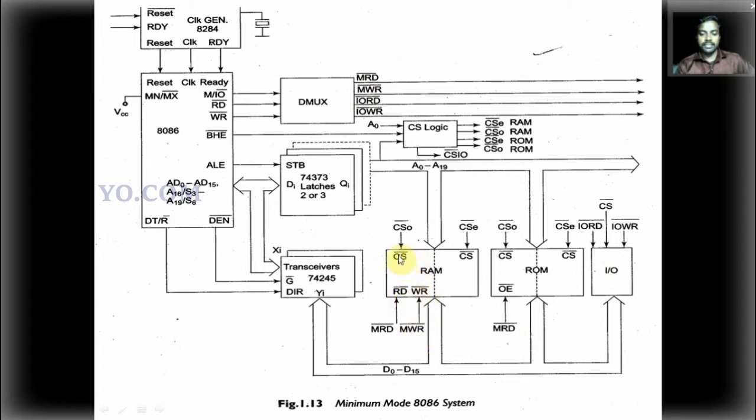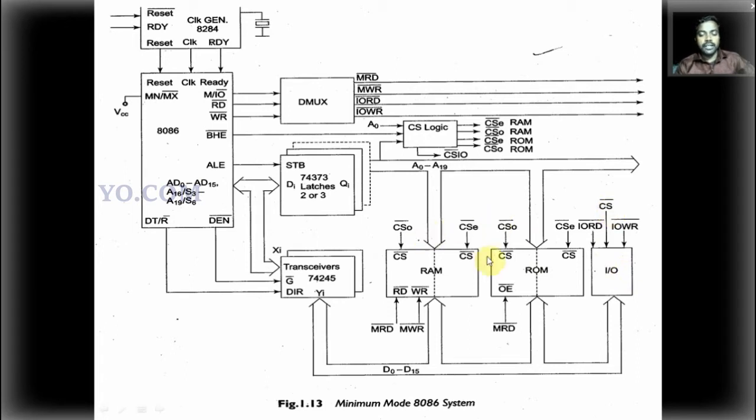Then CS is the pin present in a RAM that is connected with the chip select logic output. Then CSE, that is also another chip select. Similarly, ROM can be connected in the same manner, but in ROM we can read the data, we cannot write. So we are using the memory read signal. Then for IO we are using chip select, IO read and IO write. These three control signals are used.